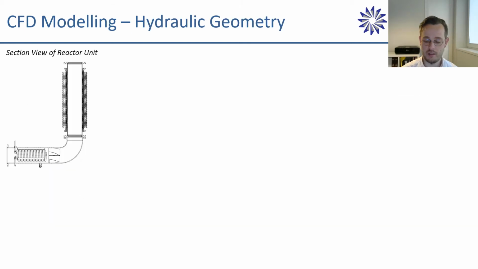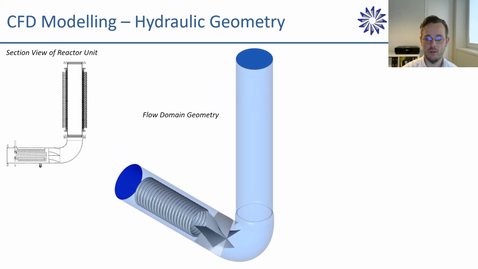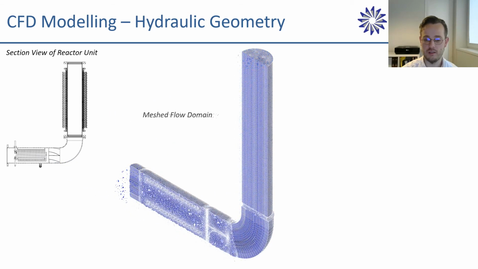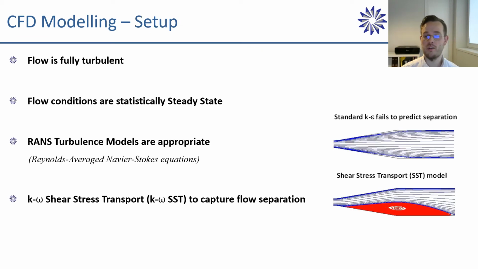So once we have that optical data, we go to CFD modeling. Now that's a fairly standard exercise. You take the flow domain geometry, take the hydraulics, you convert that into the mesh. So just discretizing the geometry, and then we run the simulation.